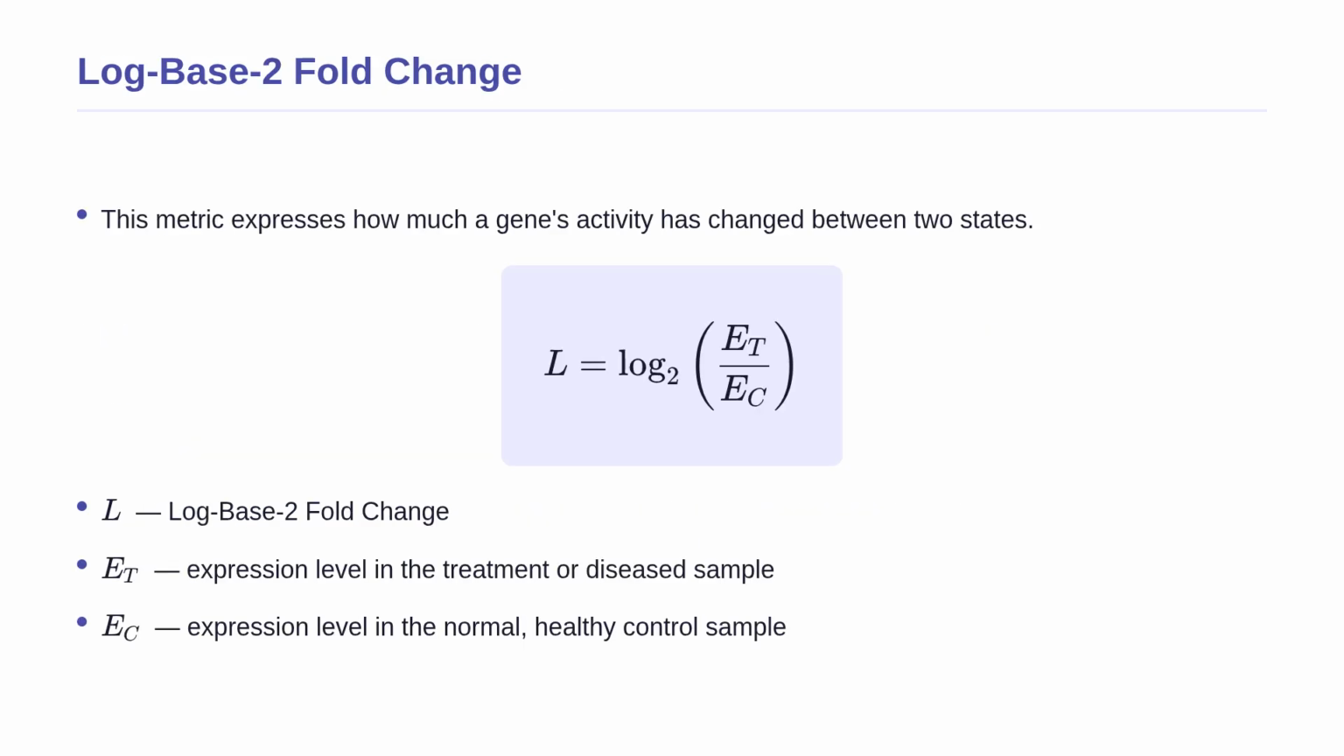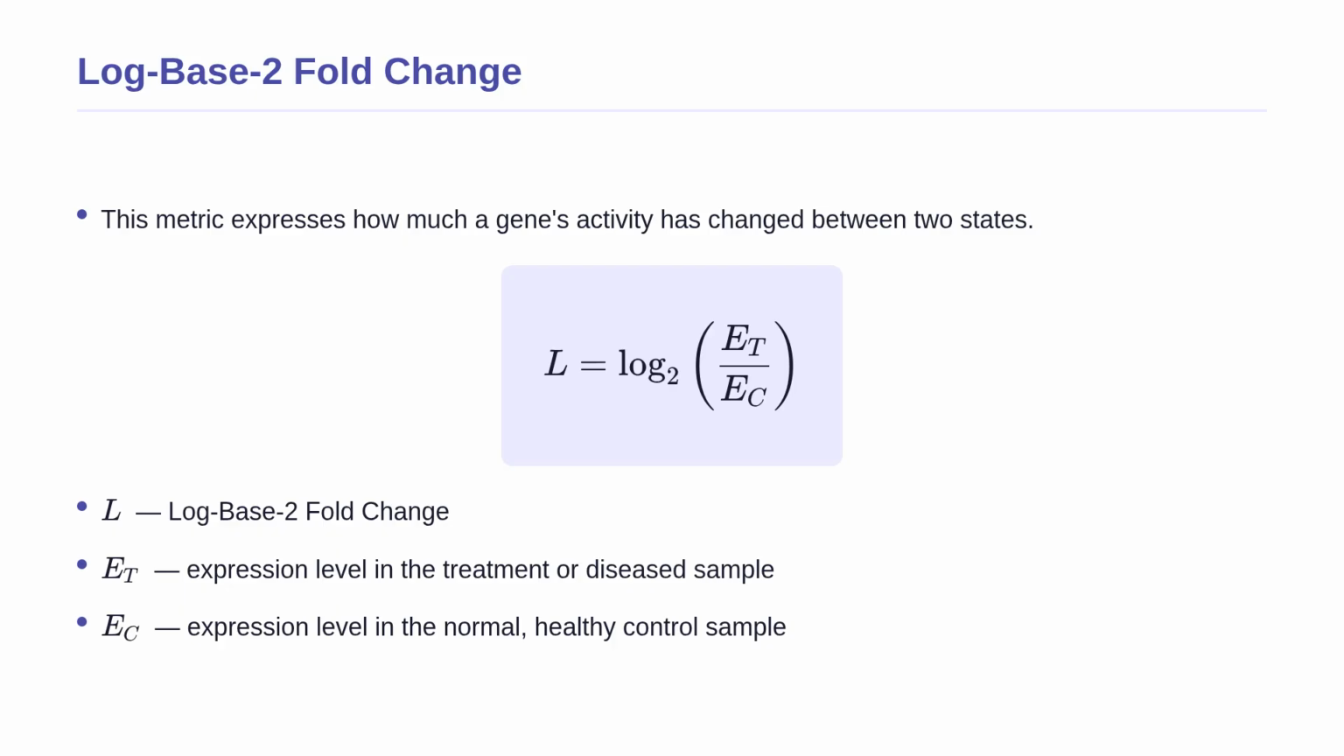To make sense of this fluorescence data, we need a way to quantify the change in gene activity. We use the log-base 2 fold change formula. Conceptually, this metric expresses how much a gene's activity has increased or decreased compared to a baseline.